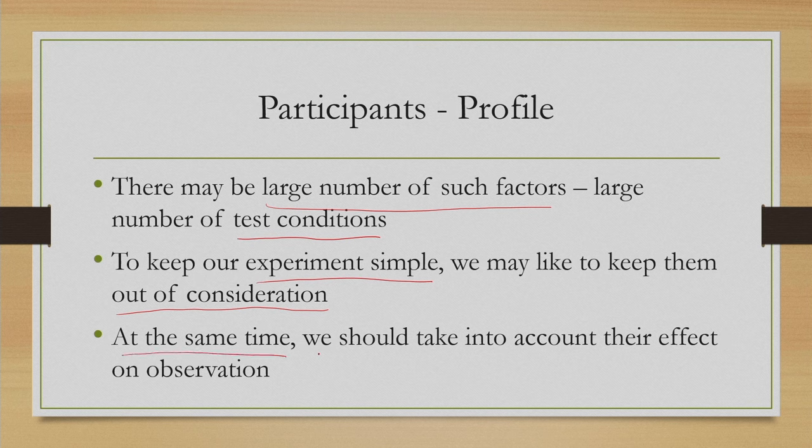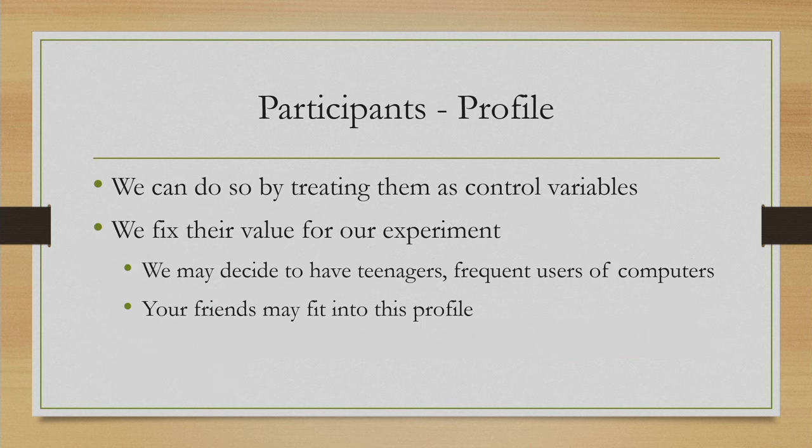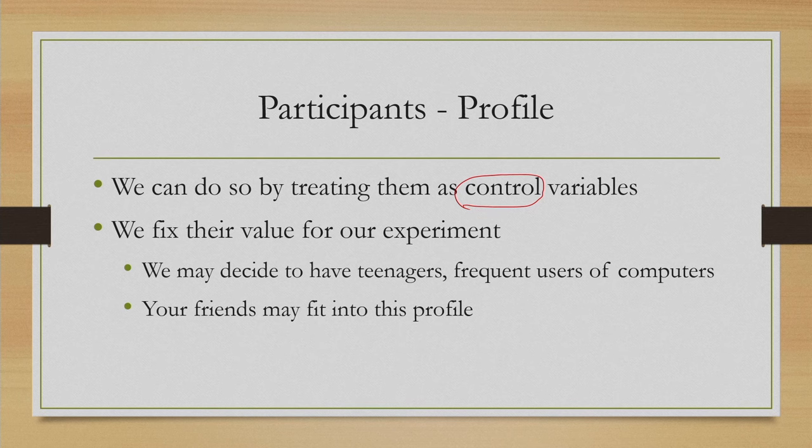At the same time, we should take into account their effect on observation. Of course, we should be aware that these variables may affect the observation, so we should be very careful in controlling them. As I said, we can do so by treating them as control variables. Earlier we have seen what a control variable is. These are variables which we use as constants. That means we do not let them take different values. Instead, during the experiment, we fix a value for them so that it becomes a constant. So, the user profile also can be used as a control variable by fixing the profile characteristics.